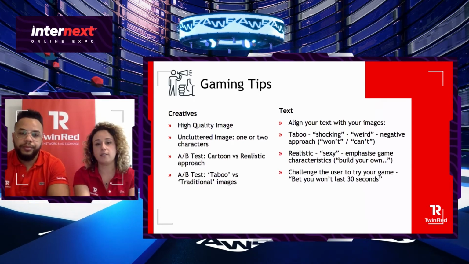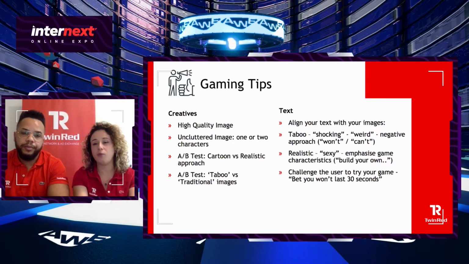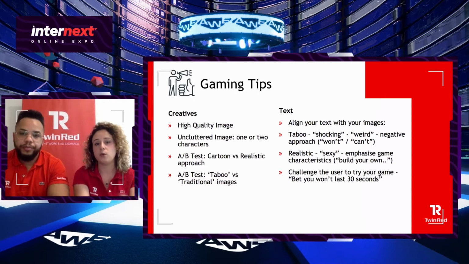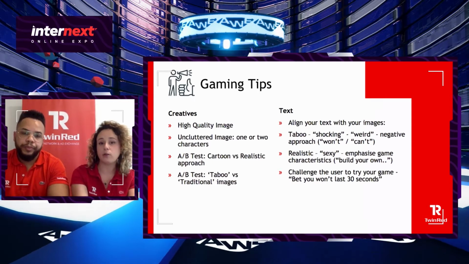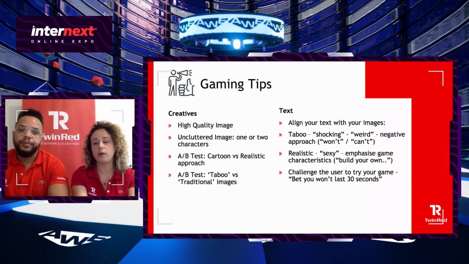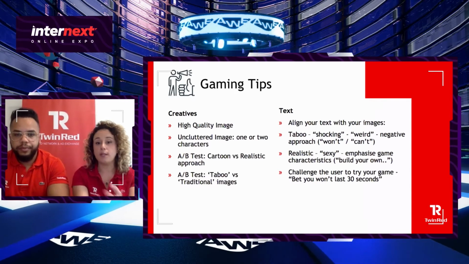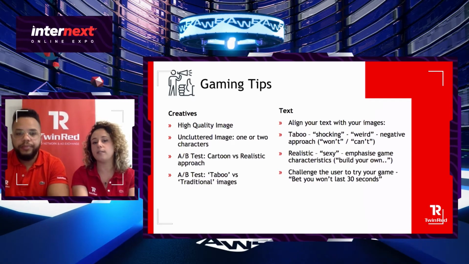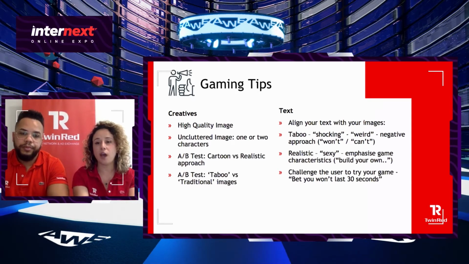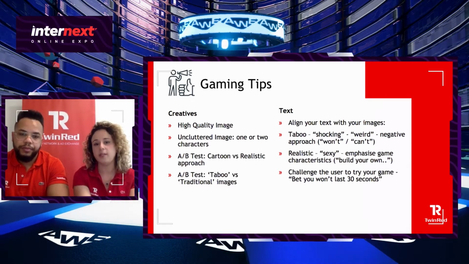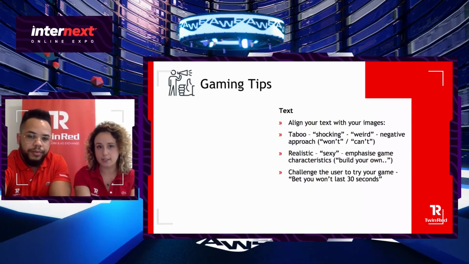And in your text, you need to align your text with the images. This is what we mean by having a seamless user flow. As an example, if you're promoting something with a taboo angle, use words such as shocking, weird, a more negative approach. If you're doing something with a realistic, sexy image, then emphasize the game characteristics. What are the unique selling points? And also challenge the users to play your game. That's why affiliates often use phrases like, bet you won't last 30 seconds.